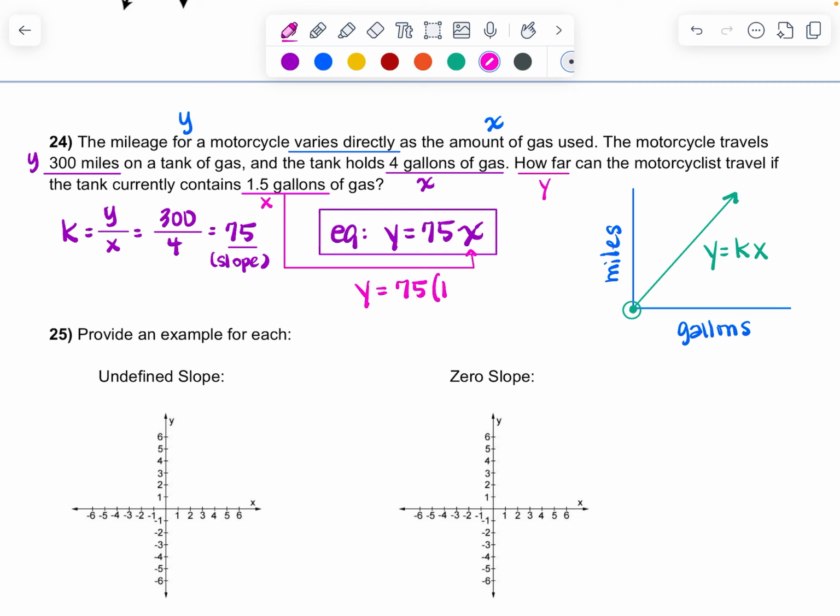So y equals 75 times 1.5 gallons. So that means y equals 112.5 miles. And voila. So we found our k value, we wrote our equation. Let me number these really quick. Step number 1, find the k. Step number 2, use the k to write an equation. Step number 3, manipulate the equation and solve for the missing variable. That's pretty much how all direct variation problems go.